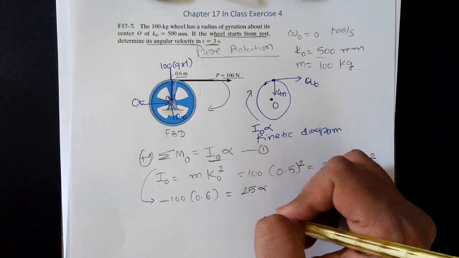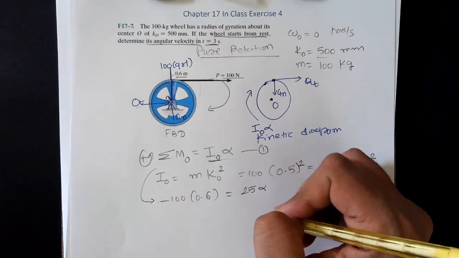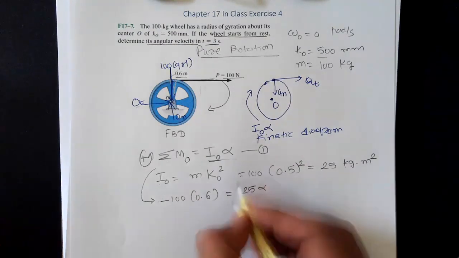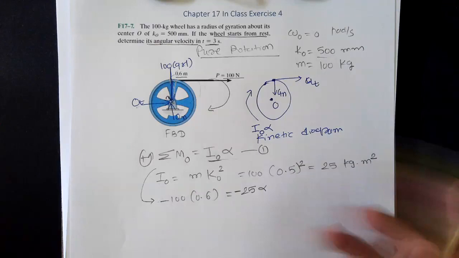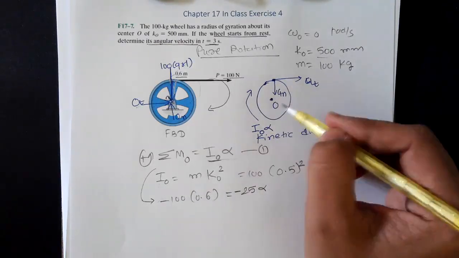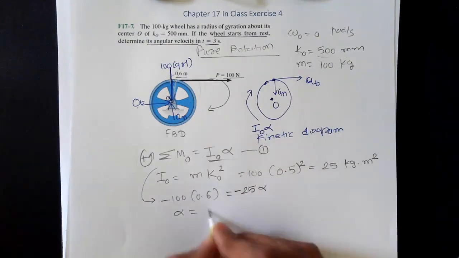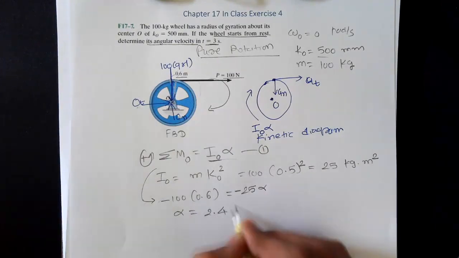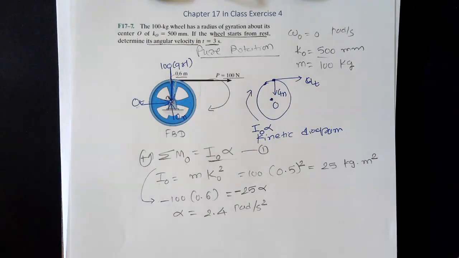Now for alpha, we need to substitute the appropriate direction, positive or negative, in this example. This term is negative because it's again clockwise acceleration. Okay, so anything clockwise is negative for us and counterclockwise is positive. So this negative sign will get cancelled, so we can get alpha from this equation, which is 2.4 radians per second square. This is our acceleration.